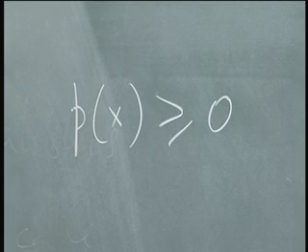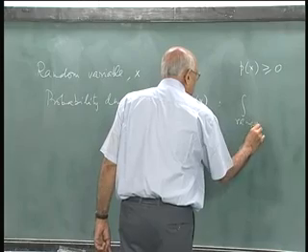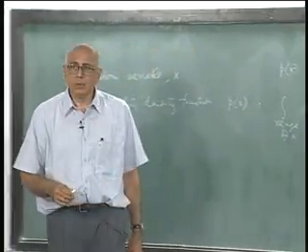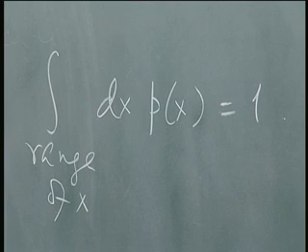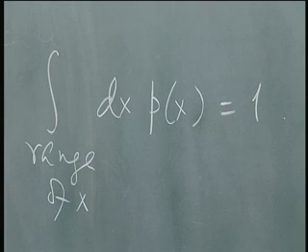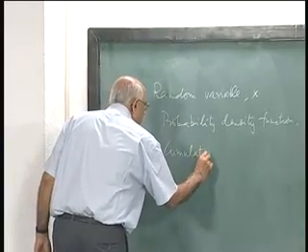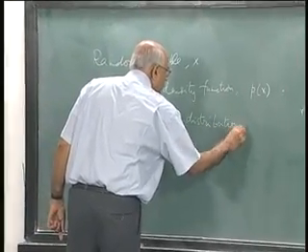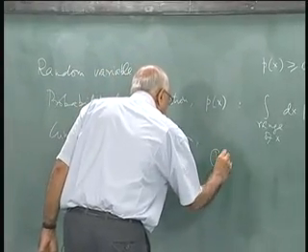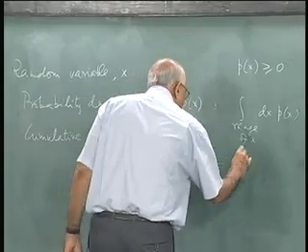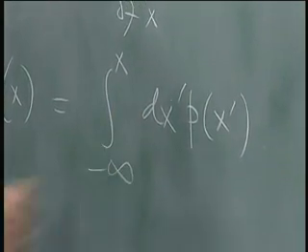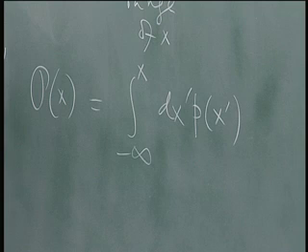In other words, over the range of whatever it be, integral dx p of x equal to 1. So total probability is 1. You can always also define the cumulative probability distribution, sometimes called the probability distribution itself, but it is actually the cumulative probability distribution or distribution function. We need a name for this, so we need a symbol. Let me just call it P of x. This is an integral up to the value x of dx prime p of x prime, from minus infinity, assuming that the lower limit of integration is minus infinity or whatever is the lower bound.